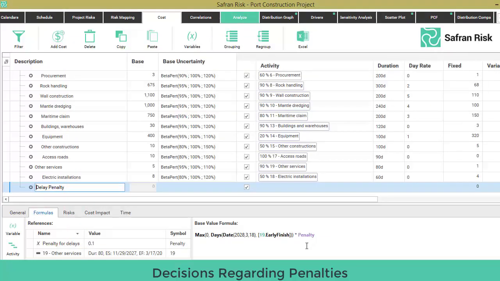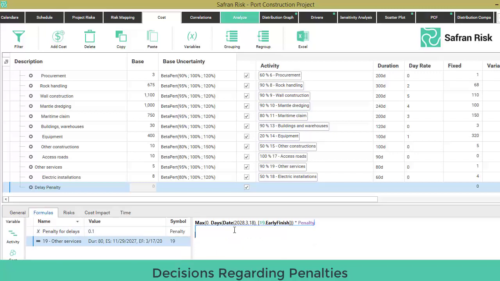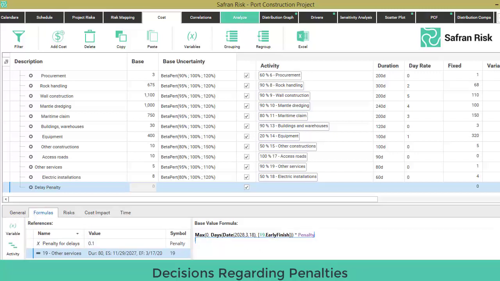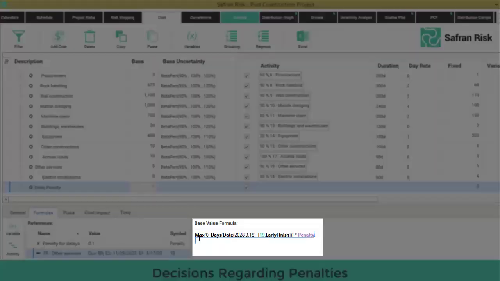Third, with these two elements in place, we now proceed to create the following formula in the base value formula field. This formula first calculates the date difference between the actual early finish date of Activity 19 and the established contractual date of March 18th, 2028. For each one of these days, a penalty of $100,000 is multiplied.